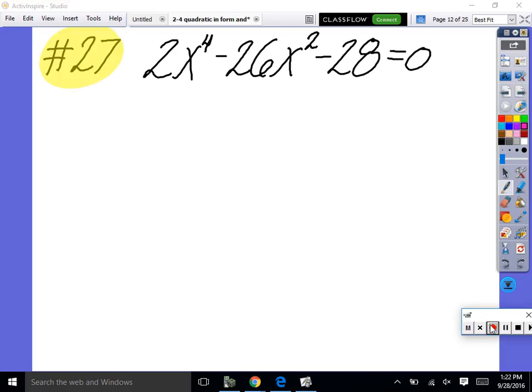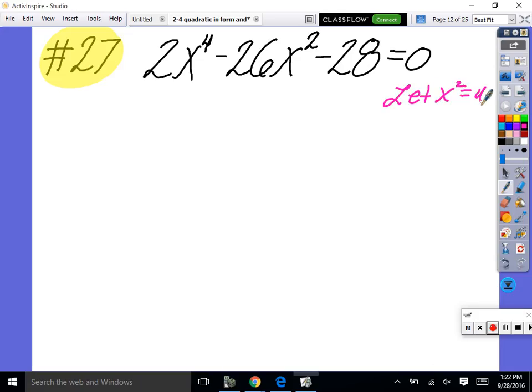Number 27, for example. If I gave this to you on the test, and I said to you, find the solutions, we would say to ourselves, okay, we know finding the solutions, we can solve it. Every polynomial is different. Oh, this one's a quadratic in form, correct? So we would say, okay, we're going to do a u substitution. So we're going to say let x squared equal u.